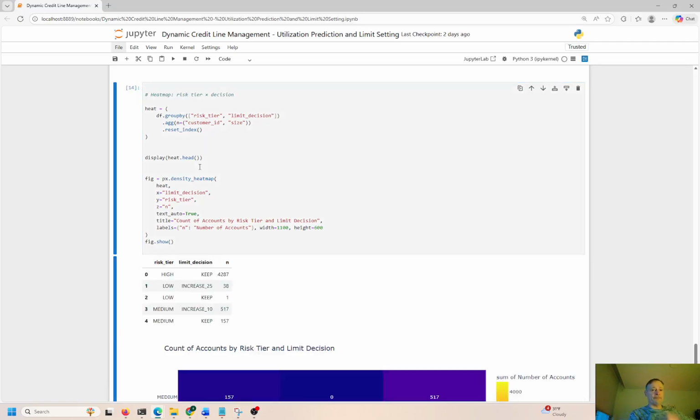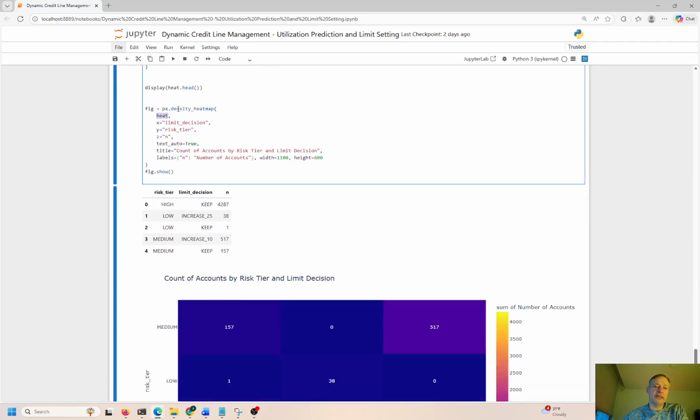So let me finish off here. We have, again, the aggregation grouping by risk tier and limit decision. We are looking at the number of customers here. This is going to be the heat map. We create the heat map right here, and I display the heat map. Then I plot it.